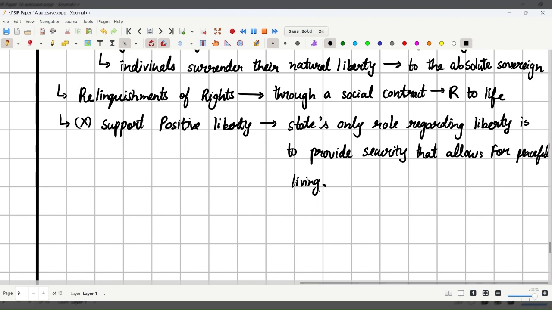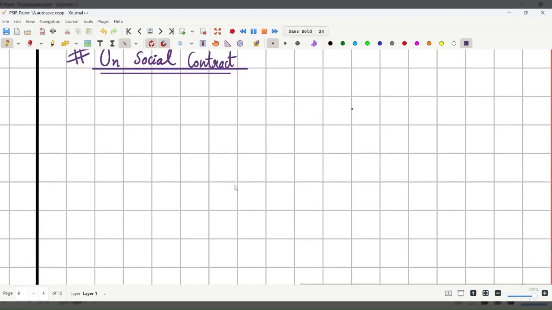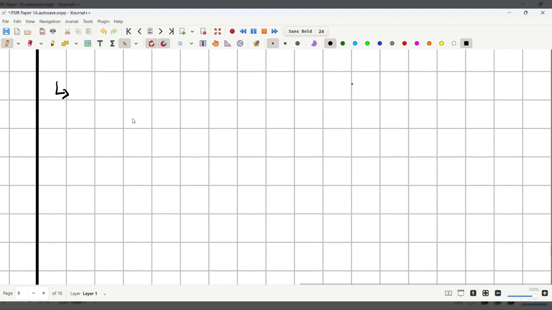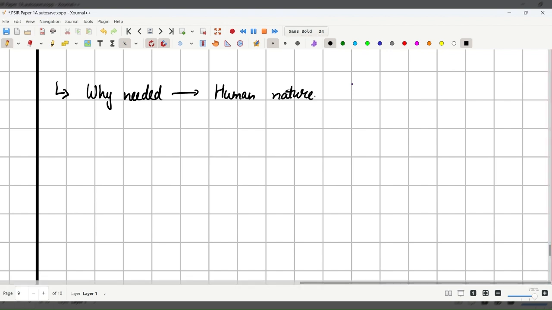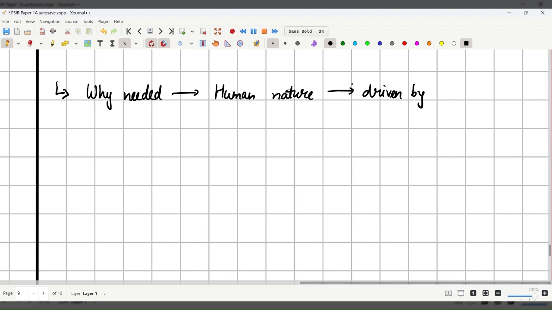Then after this we are going to read about his views on the social contract, okay. So now we are going to study Hobbes' views on the social contract. The first question that arises is why the social contract is needed, and the basic reason is human nature, or how Hobbes described human nature, okay, the pessimistic view about human nature. It is also driven by the instinct for self-preservation, okay.